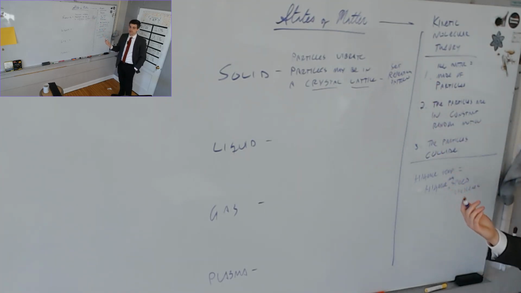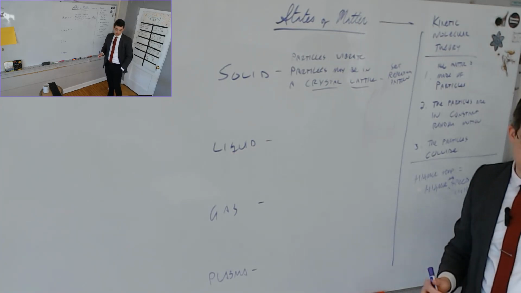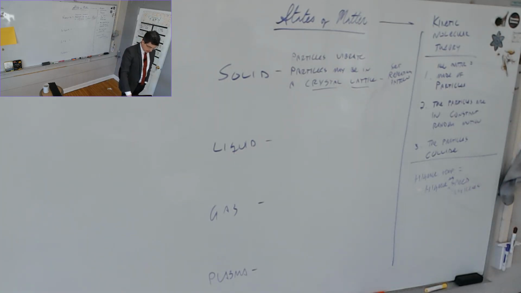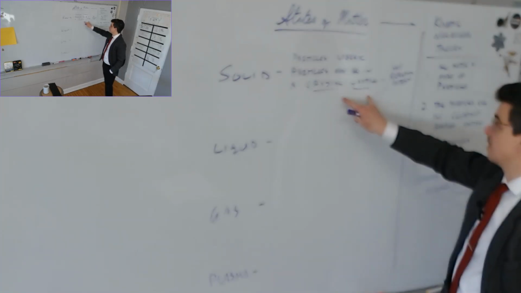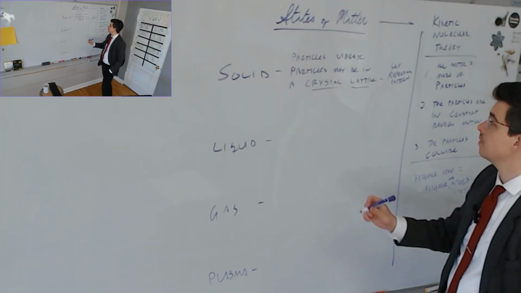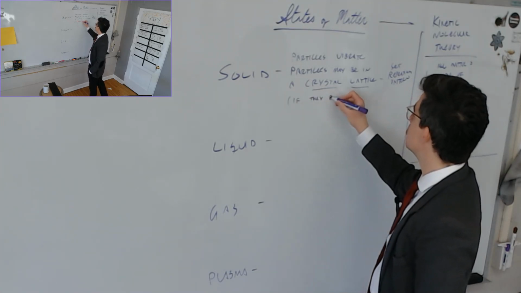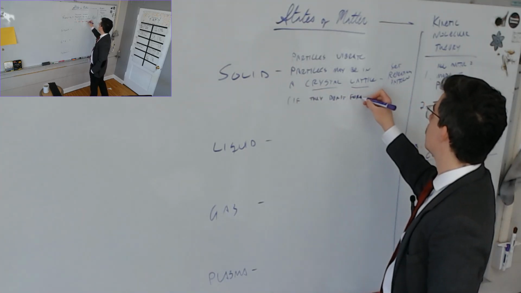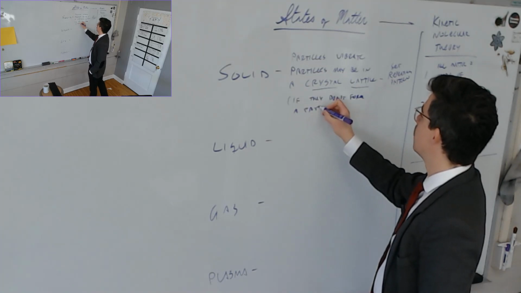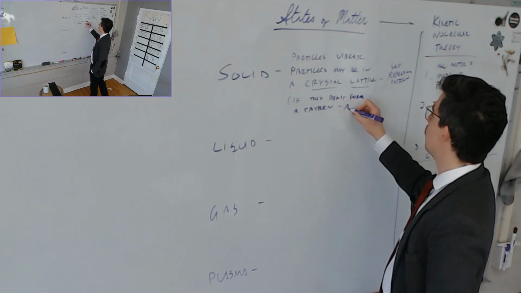Not all solids. Other solids are called amorphous solids. Those particles may repeat, and if they do, that's called a crystal. If they don't form a pattern, that solid is said to be amorphous.